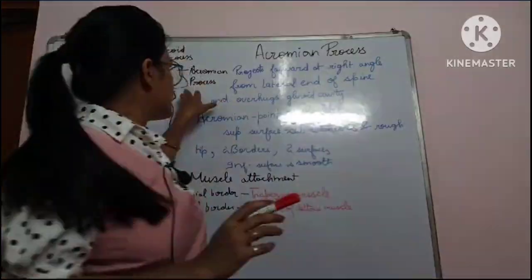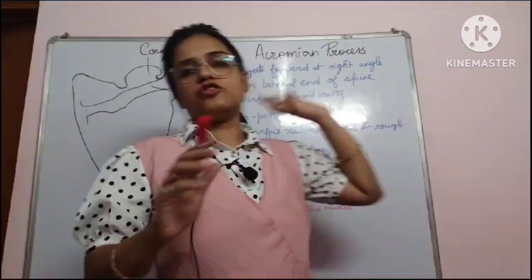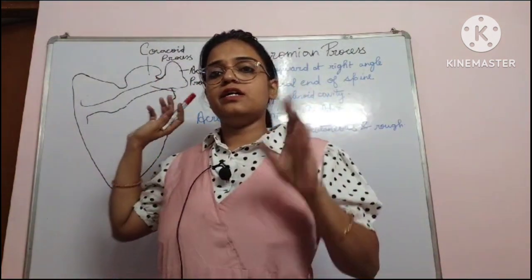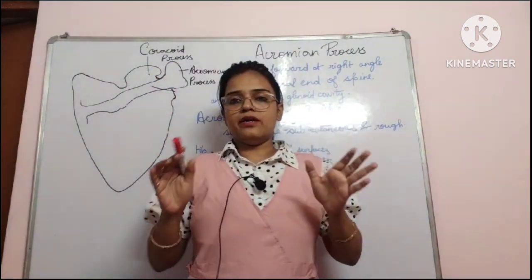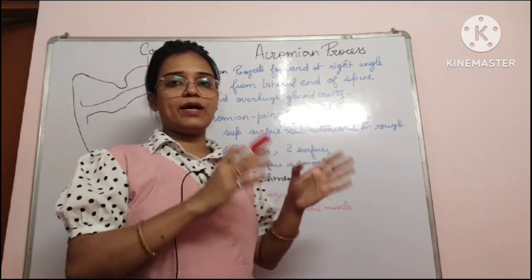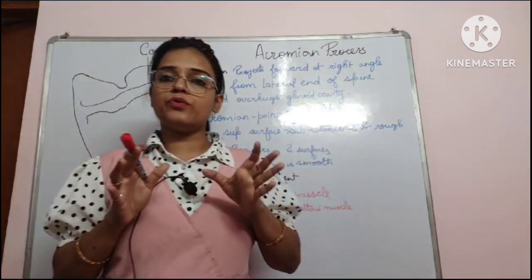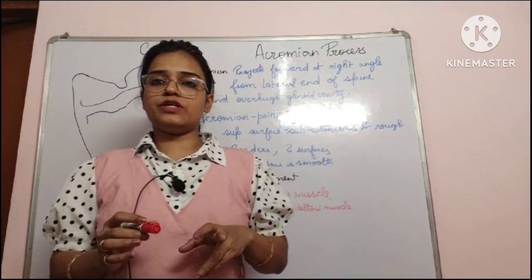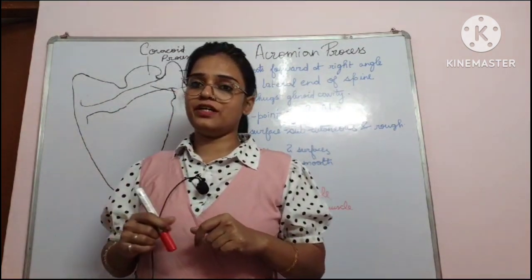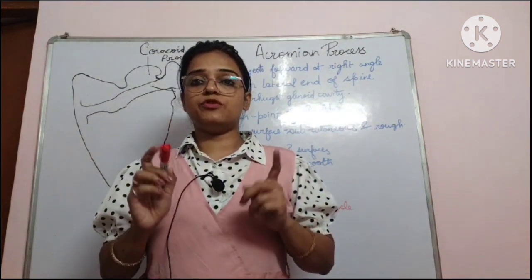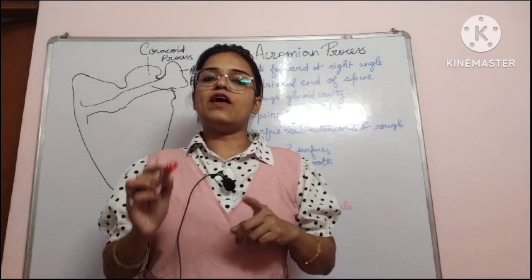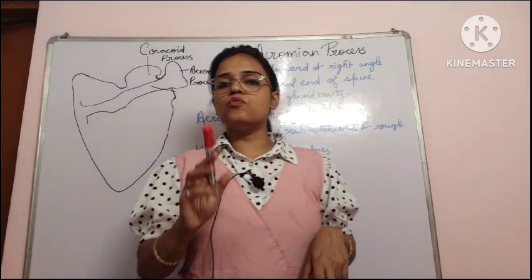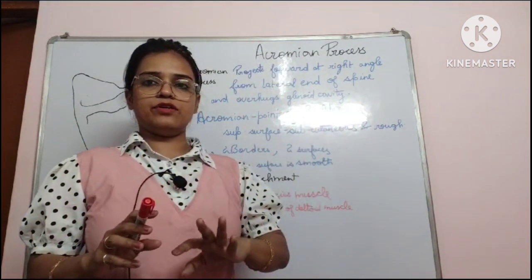Acromion process, as you can see in the diagram, projects forward at right angle from the spine of the scapula. It overhangs glenoid cavity. It is also known as acromion point of shoulder. It has two surfaces, superior and inferior. Superior surface is subcutaneous and rough, while inferior surface is smooth. It has two borders, medial and lateral.